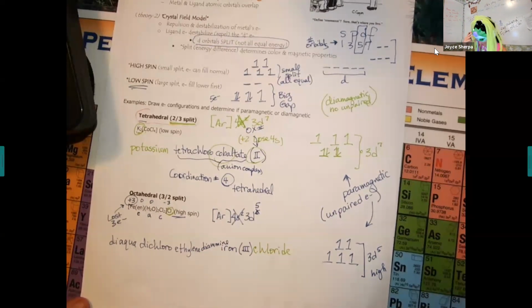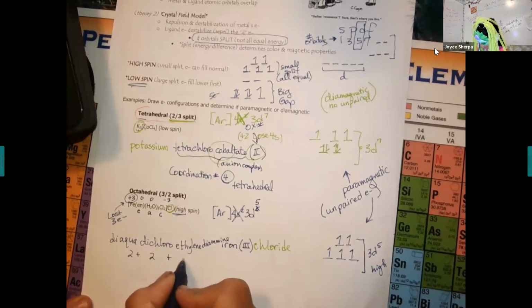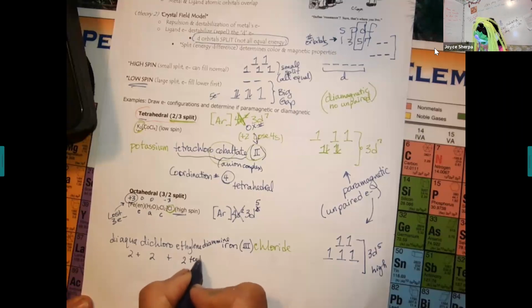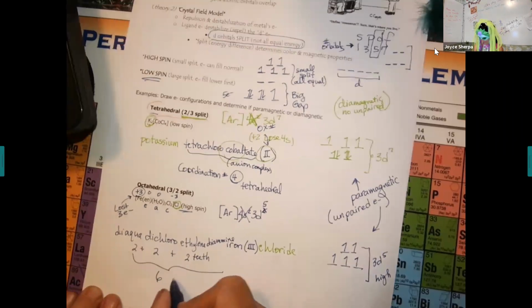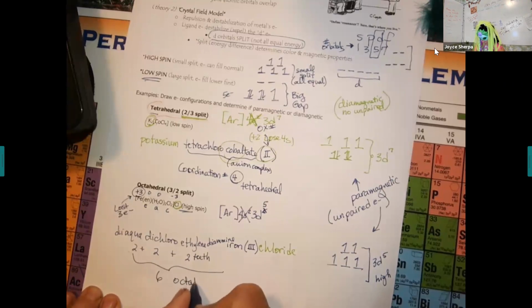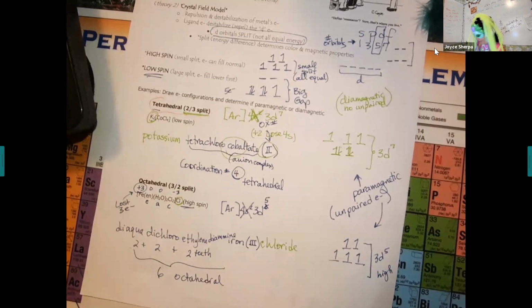All right. And so we had 2 plus 2, and this is 2 teeth. So that's where we got the 6 from. That makes it an octahedral. And that's why we did the 3-2. That's it. We got through complex ions. Any questions before I stop?